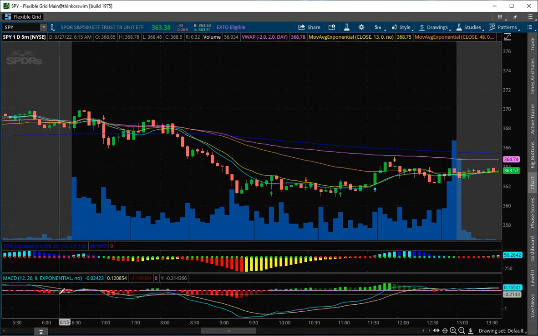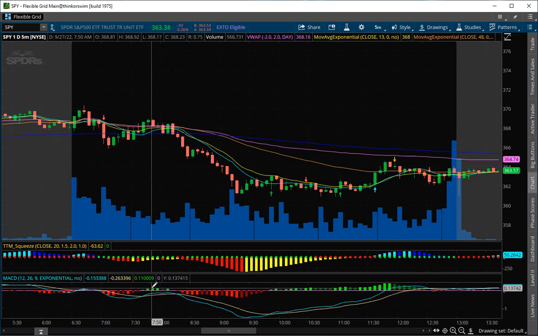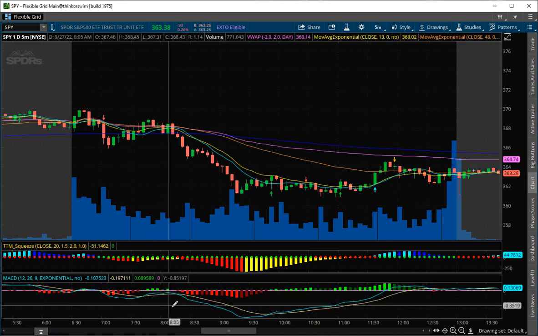Lighter red, or I guess it would be the darker, right? The not as bright red means it's weakening. Same thing on the other side. Bright green, dark green. Bright green means it's strong bullish sentiment, and so on.